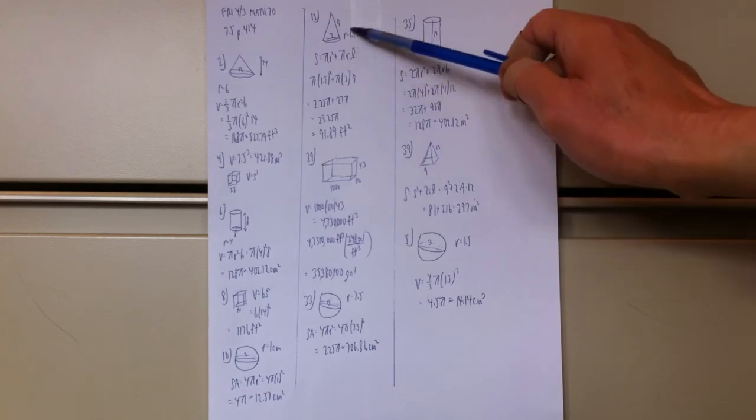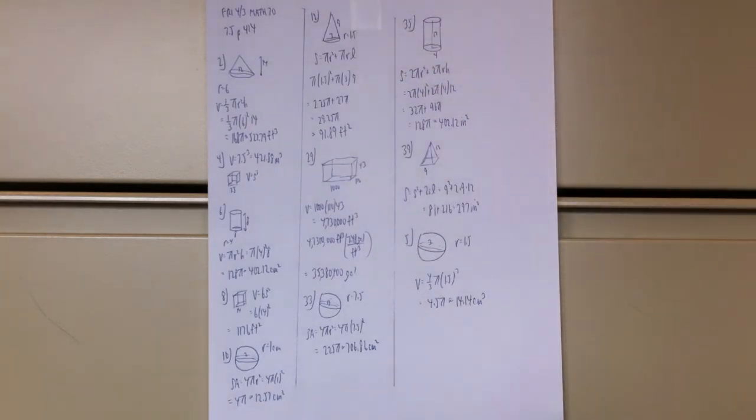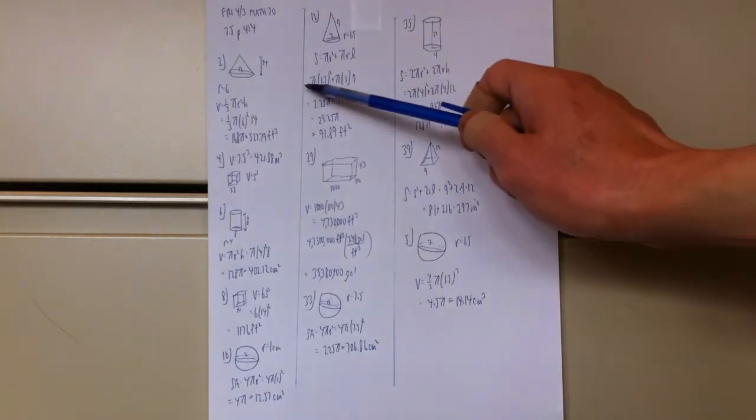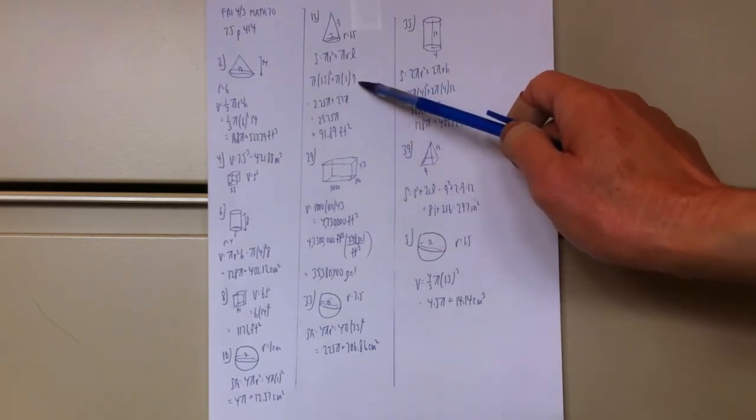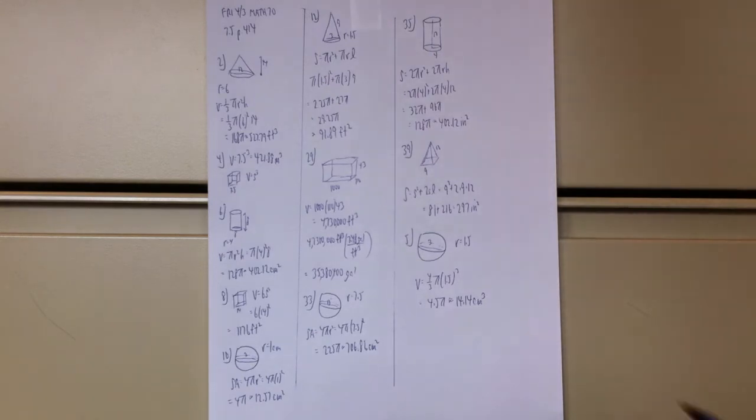L stands for the slant height, which in this case is 9. So plugging everything in, pi r squared, 1.5 squared, plus pi times r of 3 times L of 9. Work that all out, 29.25 pi, or 91.89 feet squared, or square feet.